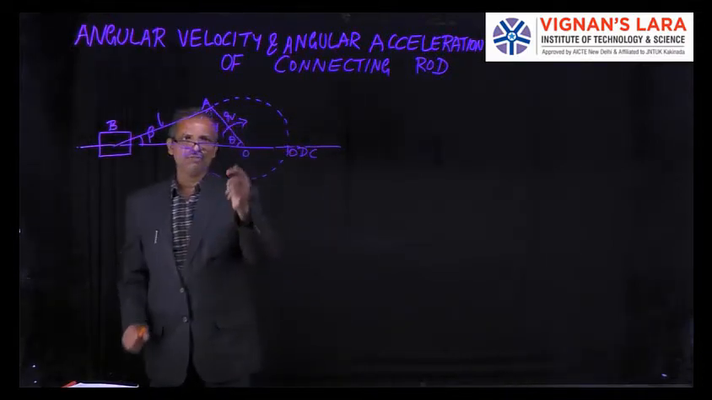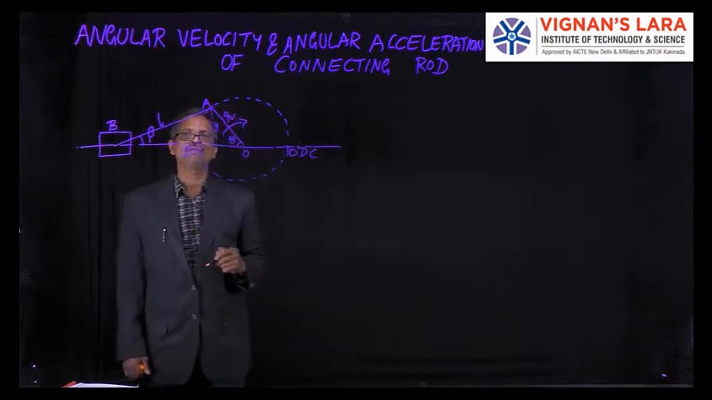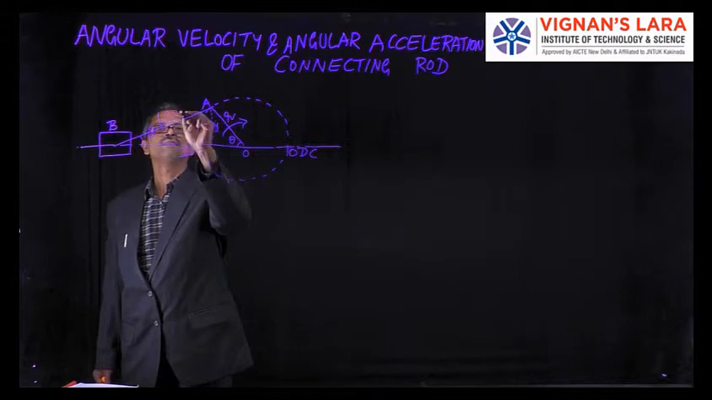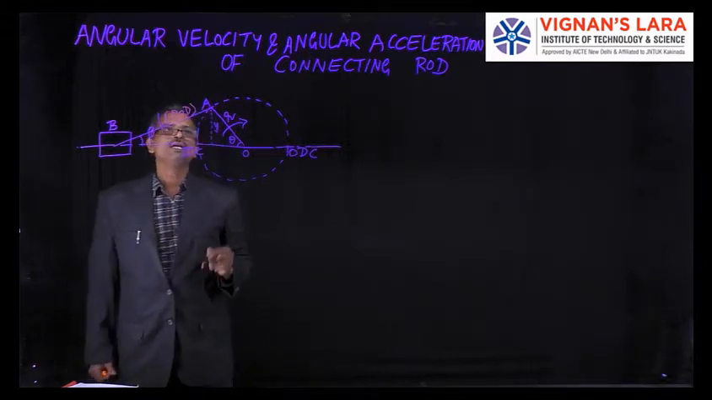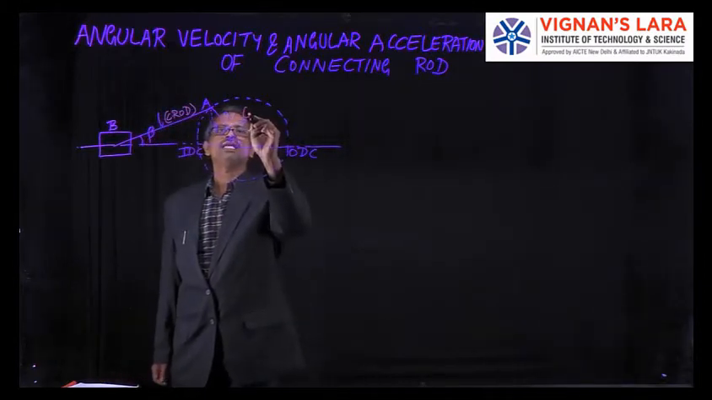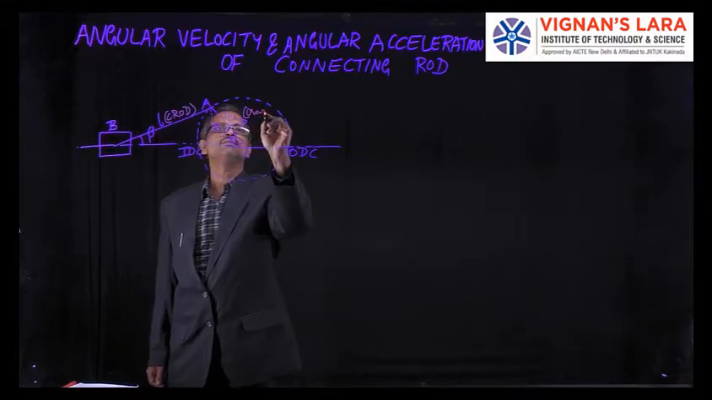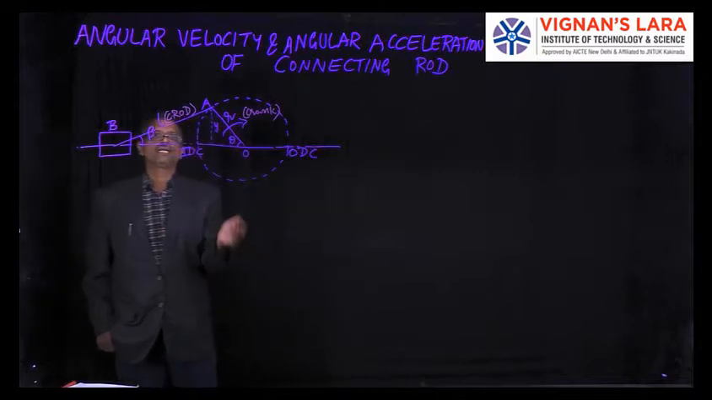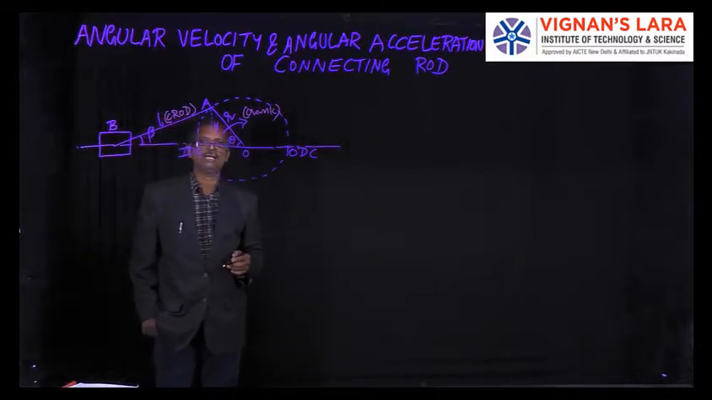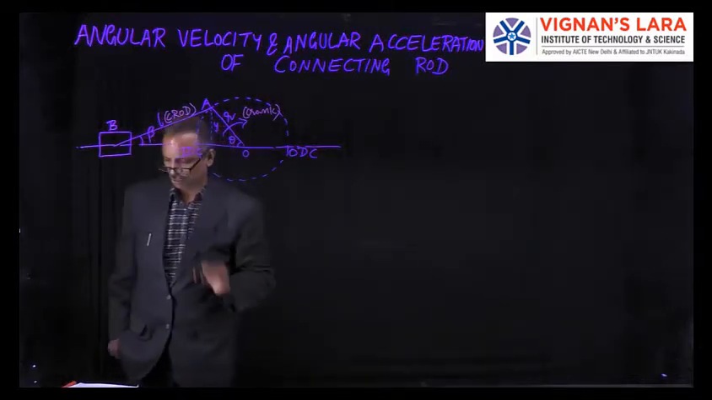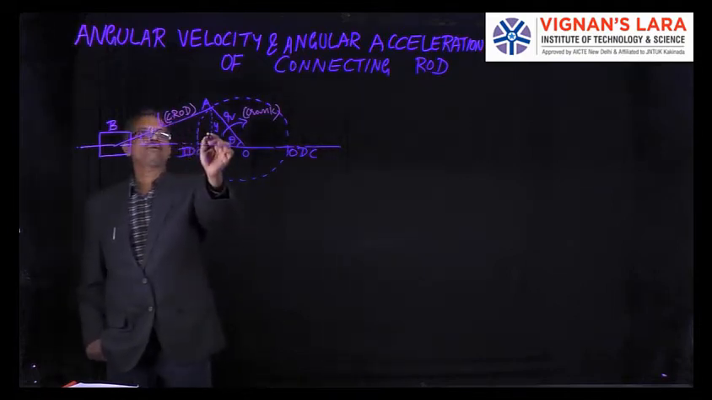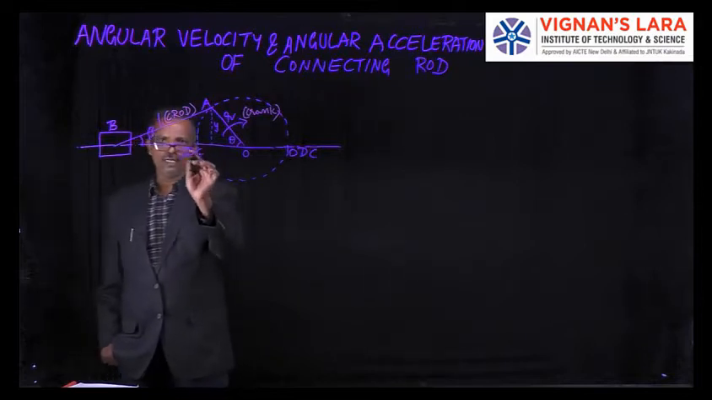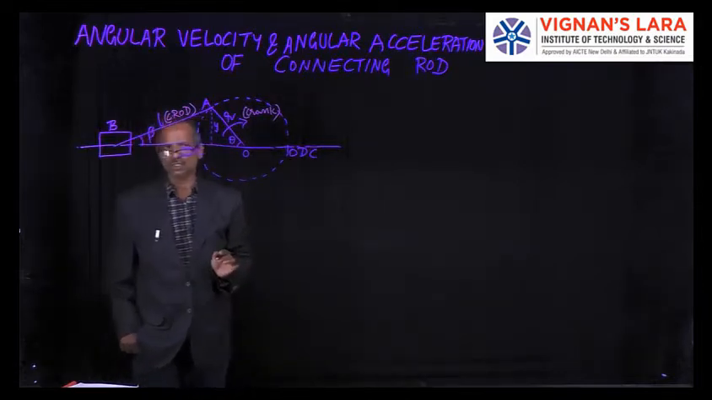So you are aware of it. This is the crank which is revolving, and this is the connecting rod, which is oscillating. So let us see how we can get the angular velocity and angular acceleration of this connecting rod. So here I have written this is Y. So I can write the value of Y in terms of beta as well as in terms of theta.